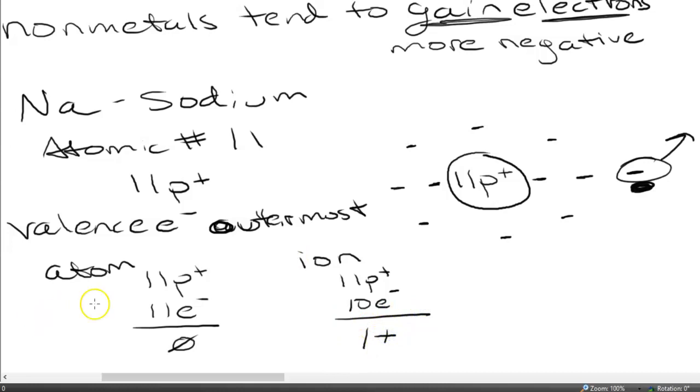So as an atom, it's neutral, with the same number of protons and electrons. But as an ion, now it has an electrical charge. What's really fun is when you write that as a symbol. So here's sodium.